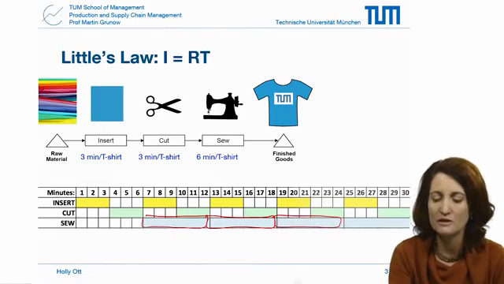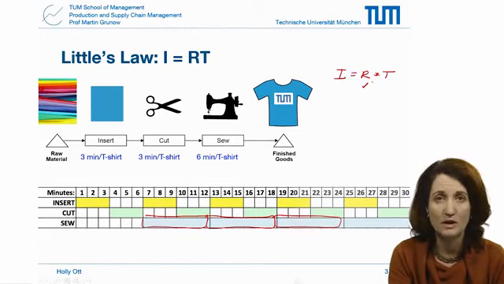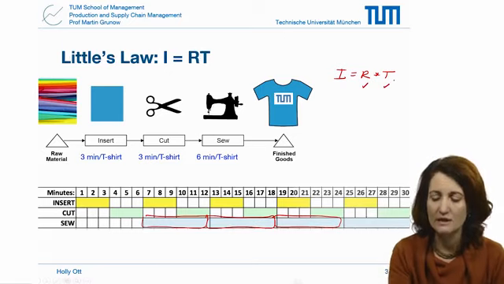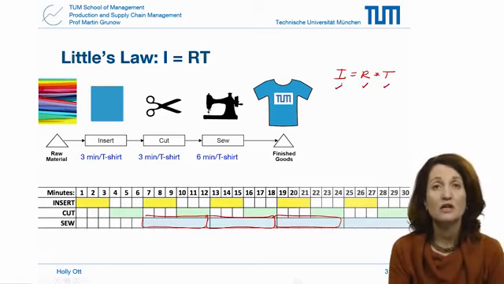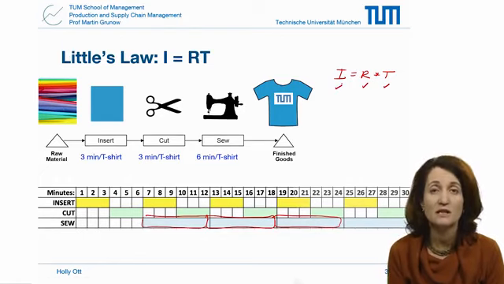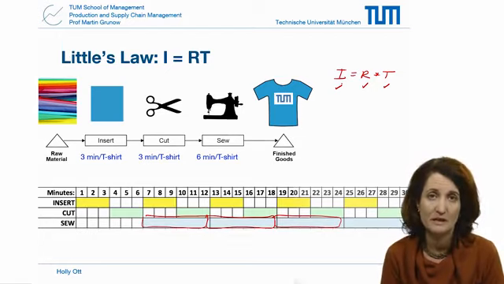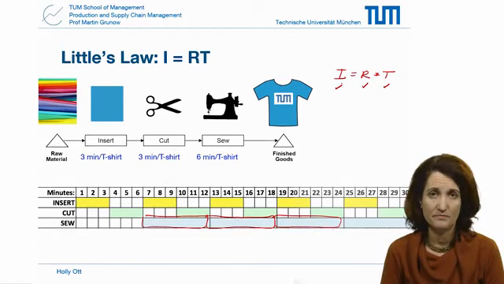We also learned that there's an important relationship in Little's law, I equals R times T, where you have a given bottleneck rate and a minimum flow time through the system. There exists then a critical WIP where you have enough inventory to feed the bottleneck constantly, but not so much WIP that you increase the flow time. Now what happens if there's some variability in our system?